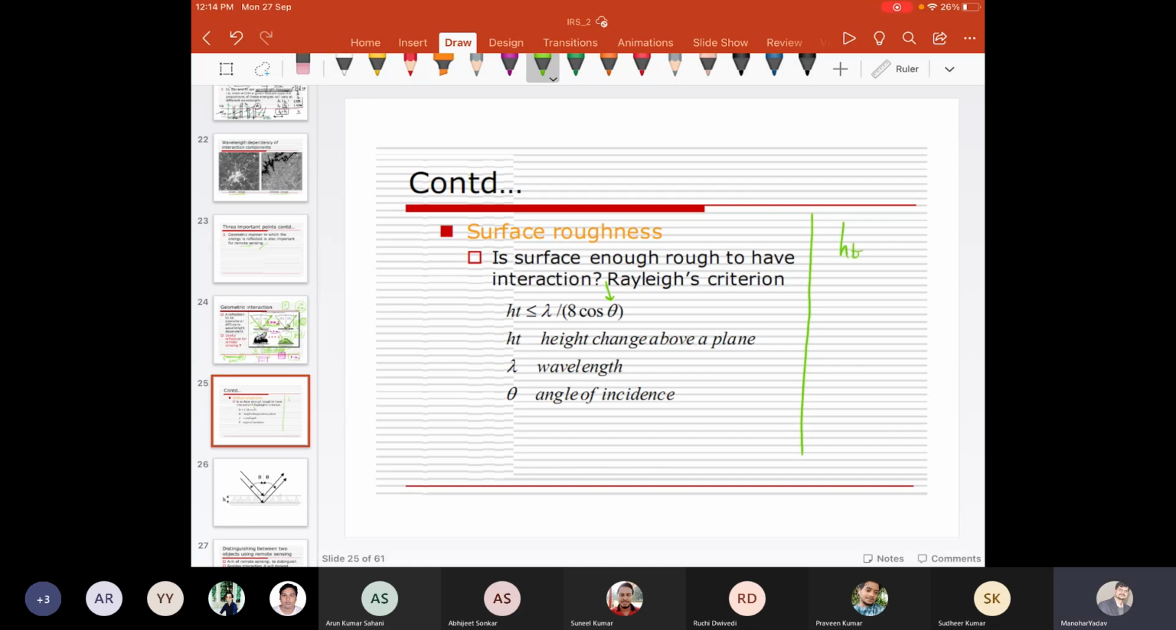So h is indicating the surface roughness over here, when it is less than or equal to lambda divided by 8 cos theta. If this is satisfied, it means if we compare surface roughness and wavelength, we are considering the surface roughness less than the wavelength. So what kind of reflection do we consider over here if this inequality is satisfied?